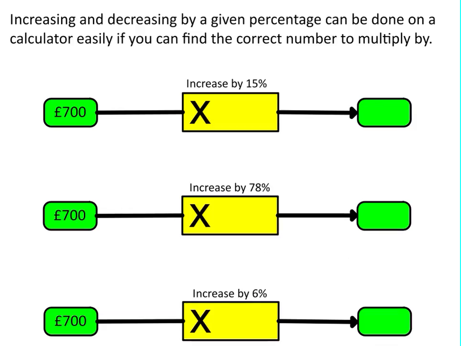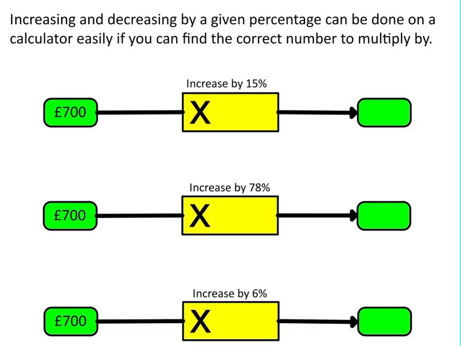Now, if we're going to increase by 15%, then our number, if it's going to be an increase, is going to be bigger than 1, because increasing obviously means it must be multiplied by a number bigger than 1. And if I times by 2, then that's going to be doubling, isn't it? That's going to be increasing by 100%. So I can say that my number is definitely going to be between 1 and 2.